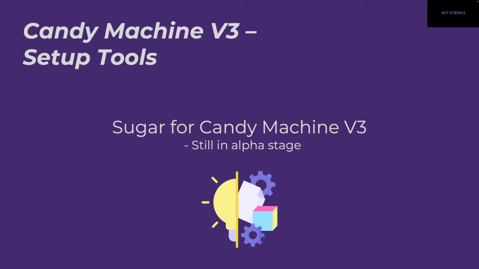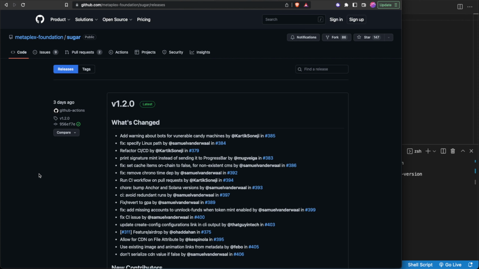Next, we'll download Sugar for Candy Machine V3. It's still in alpha stage and it's not released as a public release, but let's see how we can set up the alpha Sugar for us. Okay, so now the next step is to download Sugar.